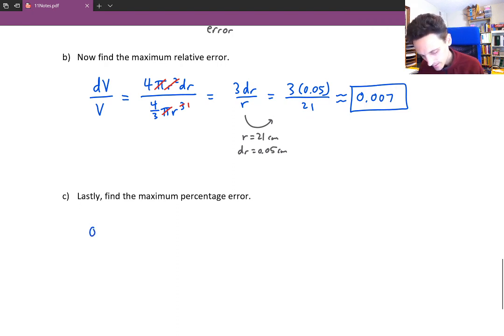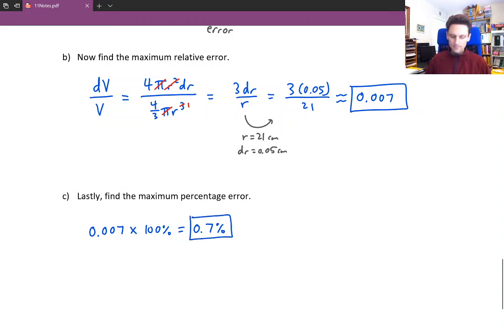So we'll take the 0.007 times 100%, and that would give you 0.7%. That's the percentage error. So that's not that much change in volume for that little 0.05 centimeter change in radius. Just gives you some perspective.